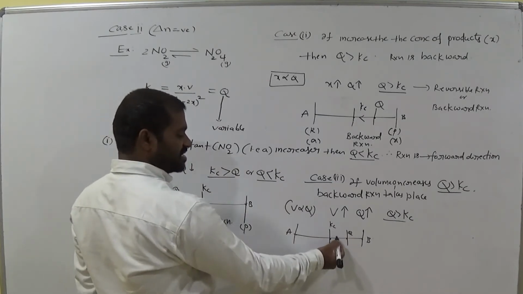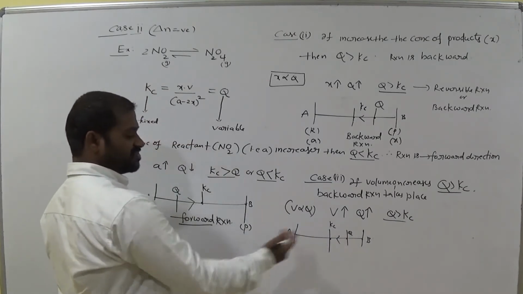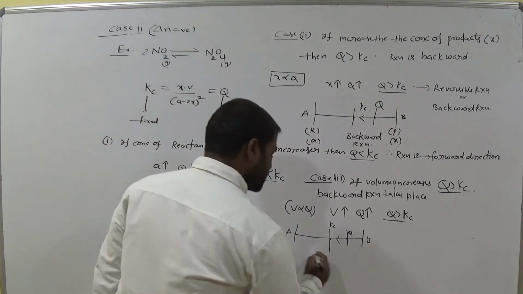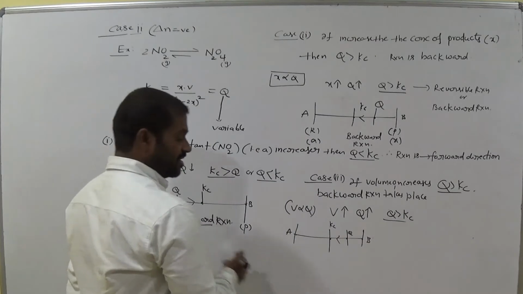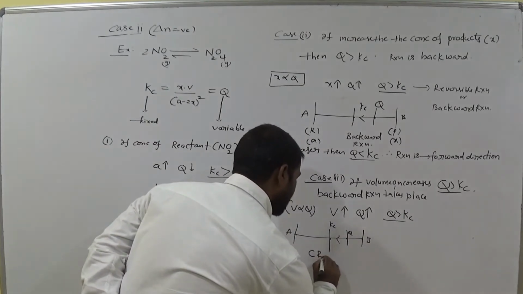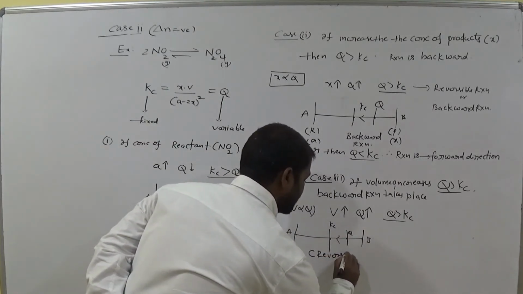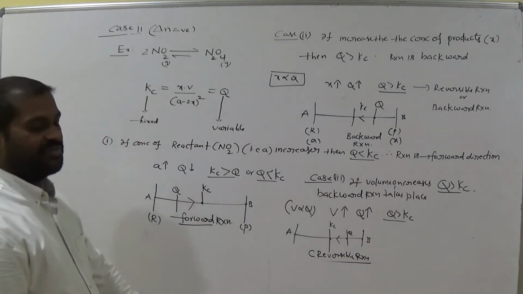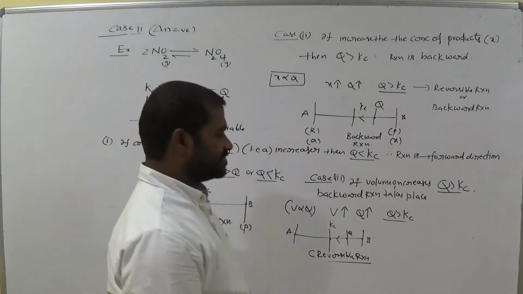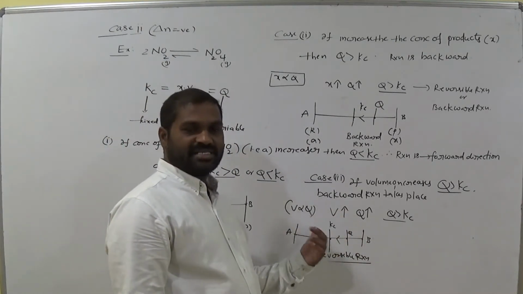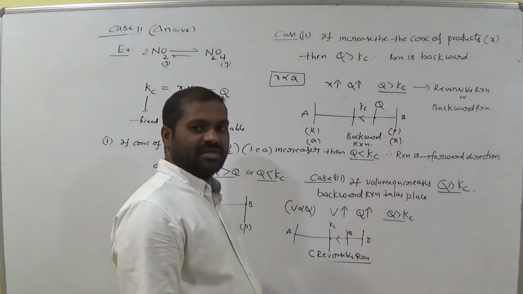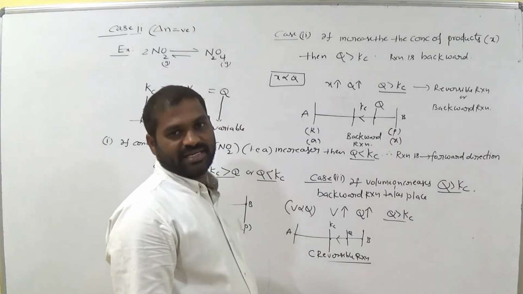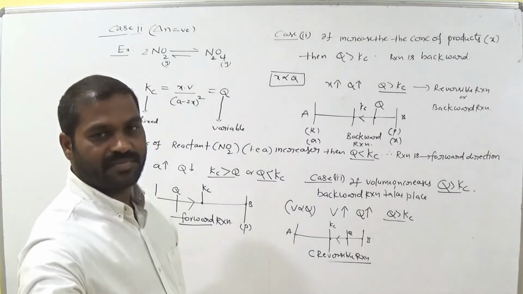Now Q tries to get stability, that means it moves backward, towards the equilibrium point. So the direction is, this is forward, this one is backward. So now this one is reversible, clearly. Reversible reaction. Okay. So if you increase the volume, what happens here? The reaction goes backward. Suppose you decrease the volume, then Q is less than Kc, and it goes in the forward direction. Okay. Is it clear, all of you?